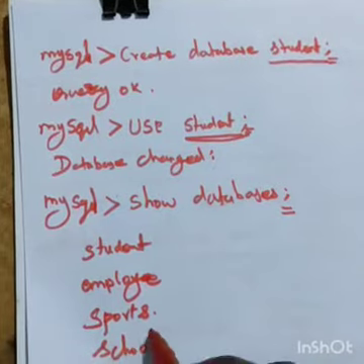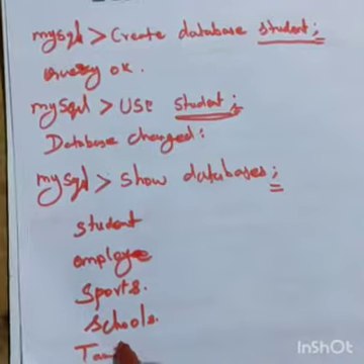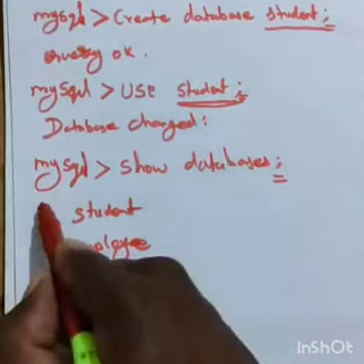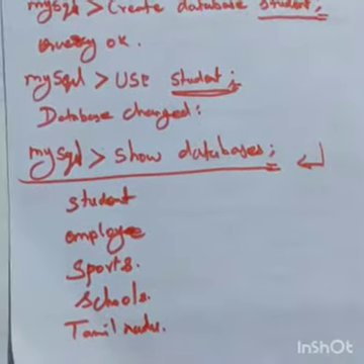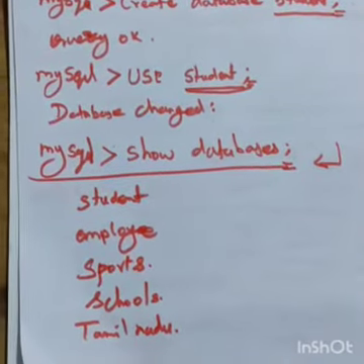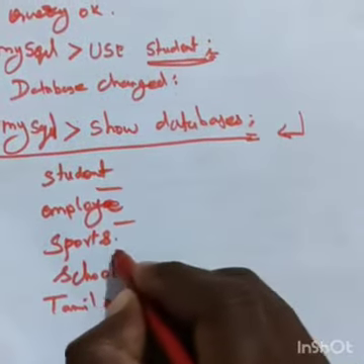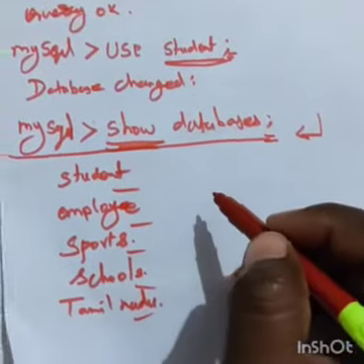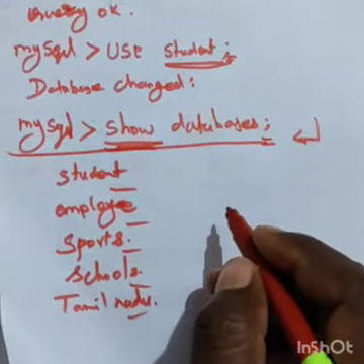School, if a school database is there, it will be listed. Or if a Tamil Nadu database is there, the Tamil Nadu database will also display. So you type this query and press Enter, and all the databases created on your system are listed. It is not opened, just displayed. Show means you can only display. So this shows the databases.